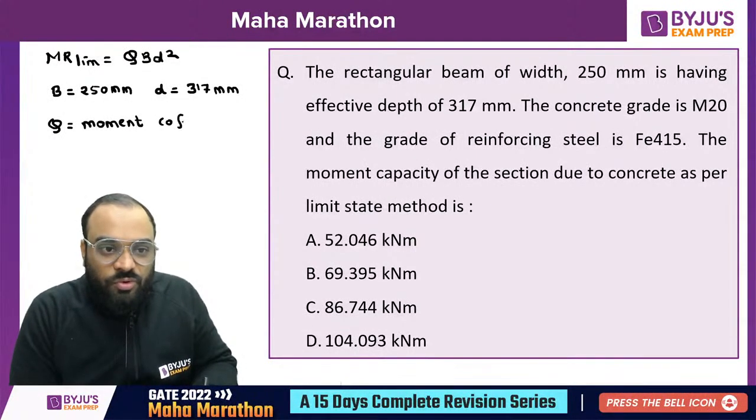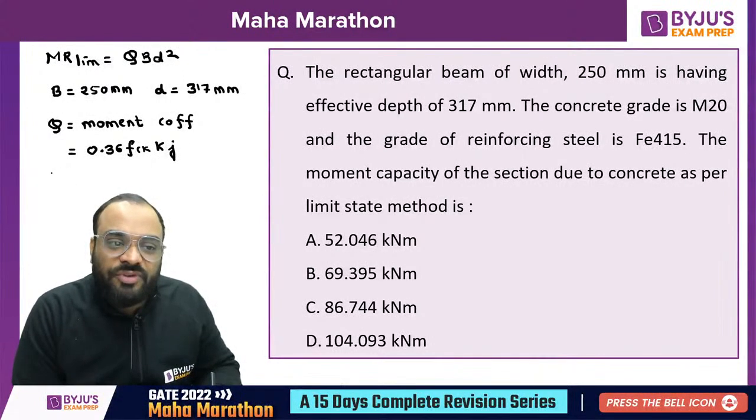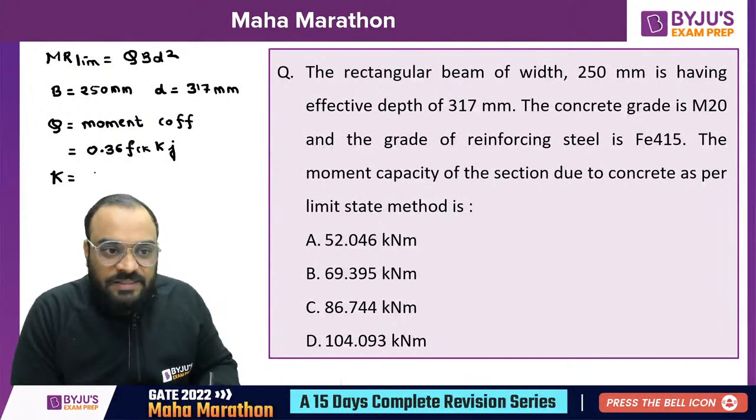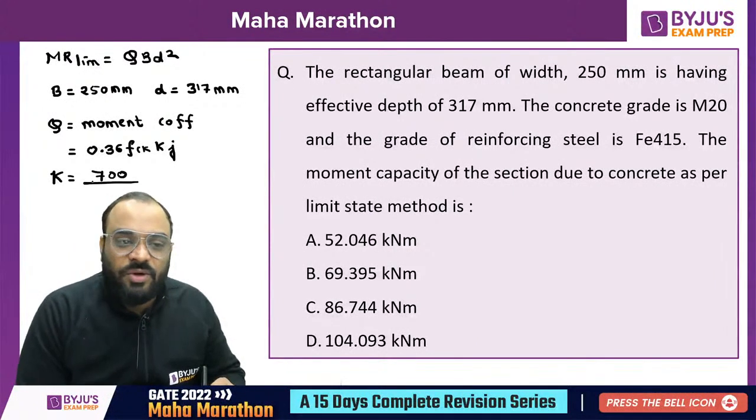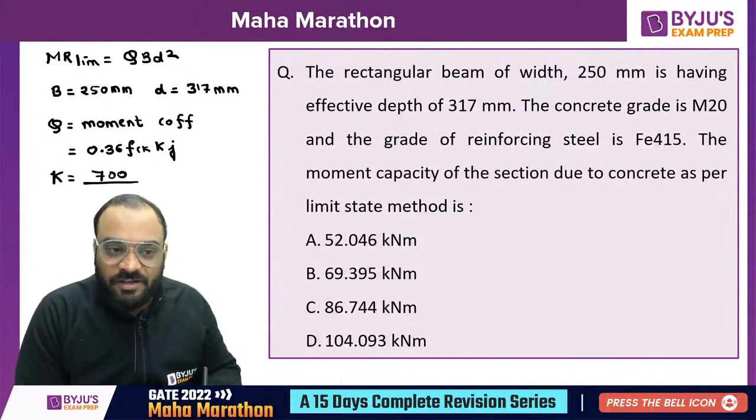Moment coefficient. How can you calculate it? Very simple: 0.36 fck K into J. Now what is the value of K? K is basically the critical neutral axis or limiting neutral axis depth factor, right?